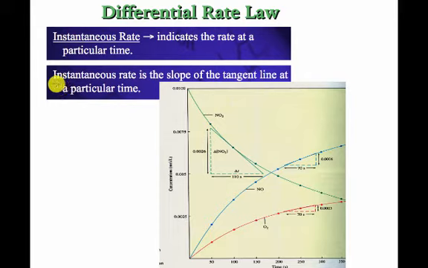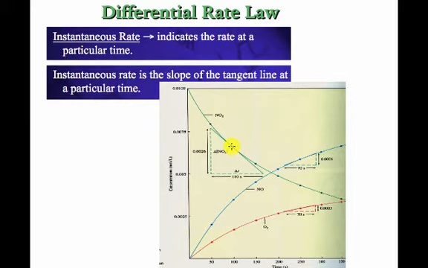So to do that, we calculate what's known as an instantaneous rate by taking the slope of a tangent line to that particular point. Now this should sound familiar to you if you're in calculus. This would be your derivative. We're not going to actually calculate derivatives, but it's going to give us the rate at that particular point in time in the experiment.